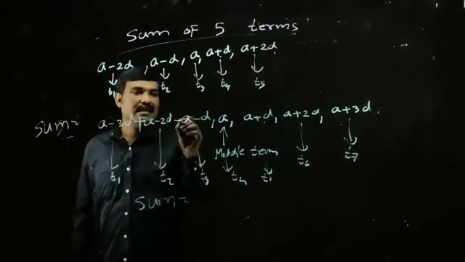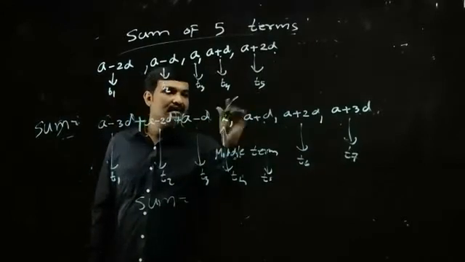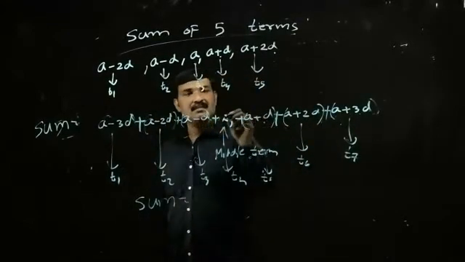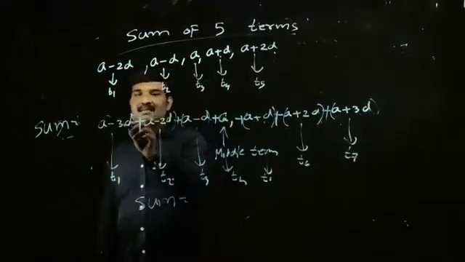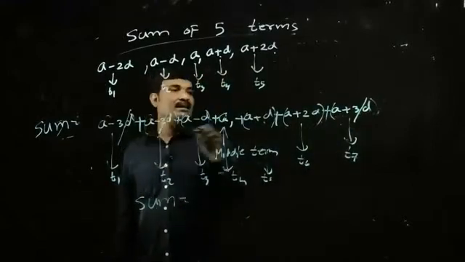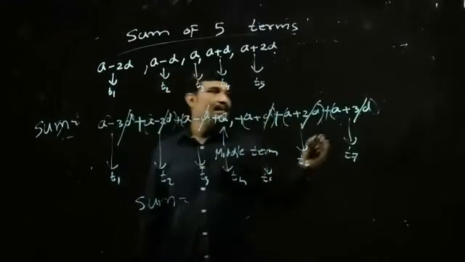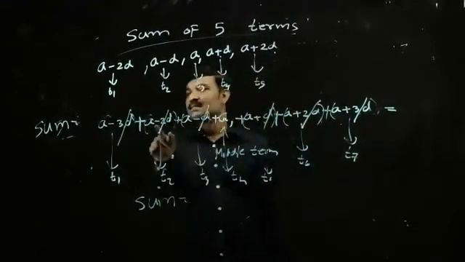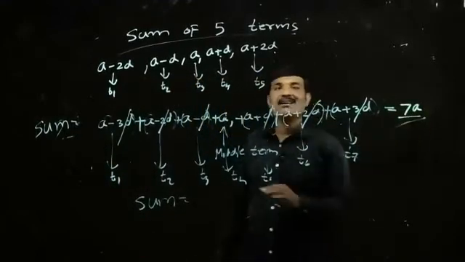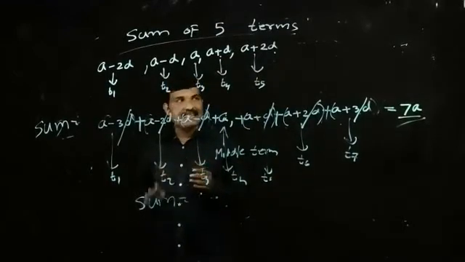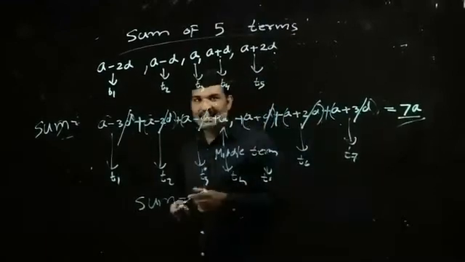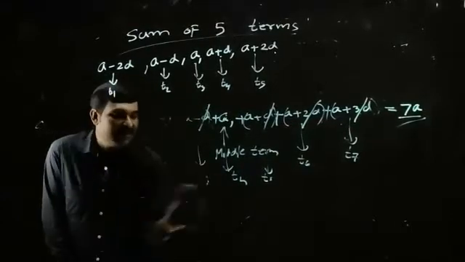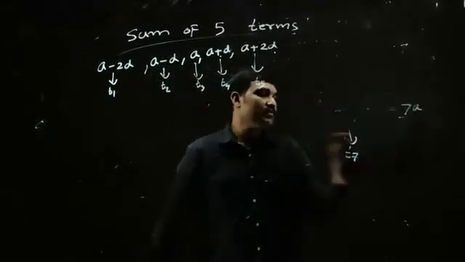Adding all these terms. Add all these terms. I'm giving a bracket. So what happens? This minus 3D and plus 3D get cancelled. Minus 2D and plus 2D get cancelled. Minus D and plus D get cancelled. The remaining is equal to 1, 2, 3, 4, 5, 6, 7. So D will completely get cancelled if you are choosing in this way, and the sum of terms becomes 7A. From the given condition, we can write 7A is equal to the sum and determine the value of A. So this is the choice when the sum of an odd number of terms is given.